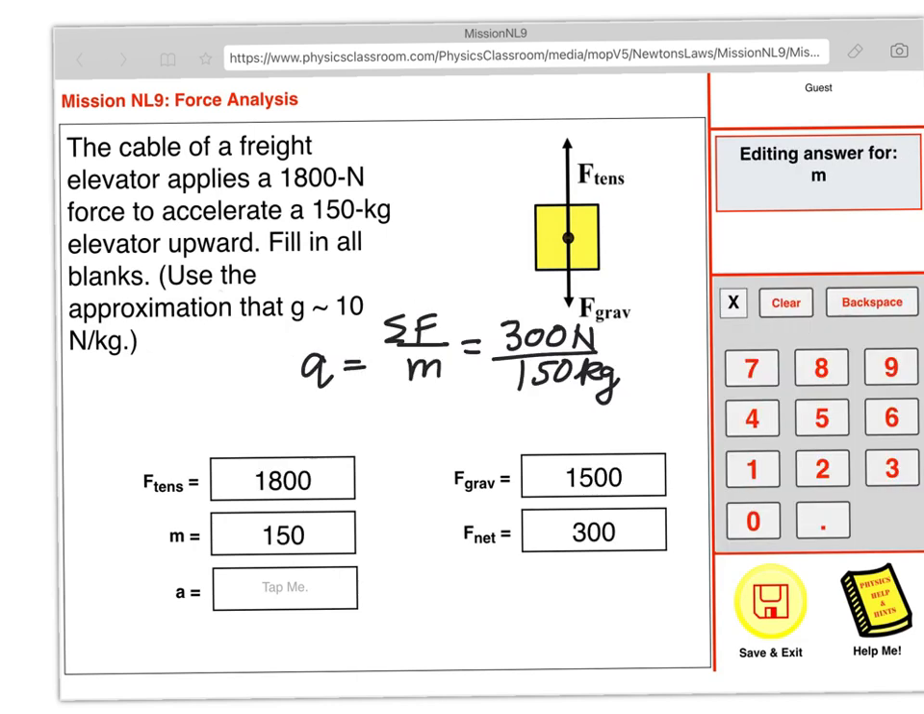Okay, here the two forces aren't equal. We're given the tension force. With the mass, we can calculate Fg, or F-grav. The difference will be the net force, and the net force can be used to find the acceleration. Whoops, I didn't put that in. Let's check.